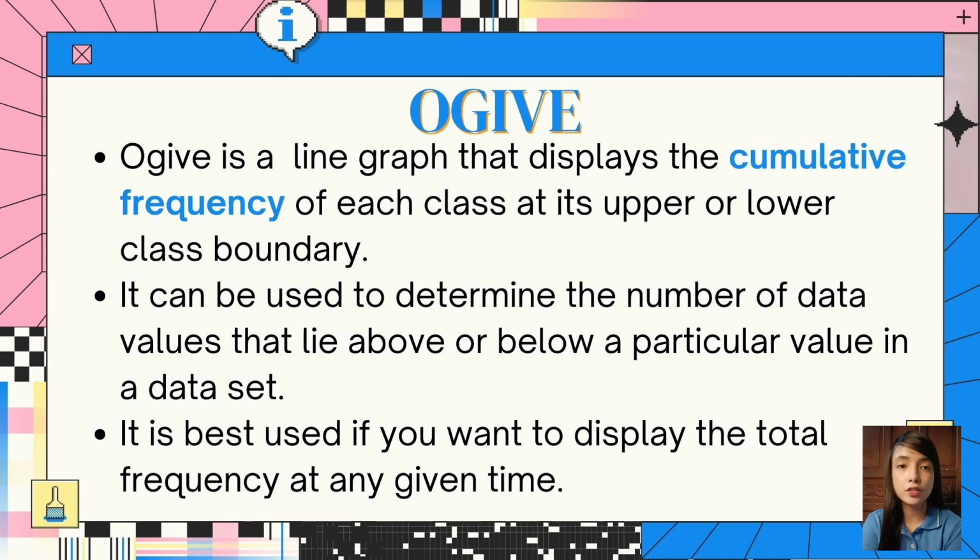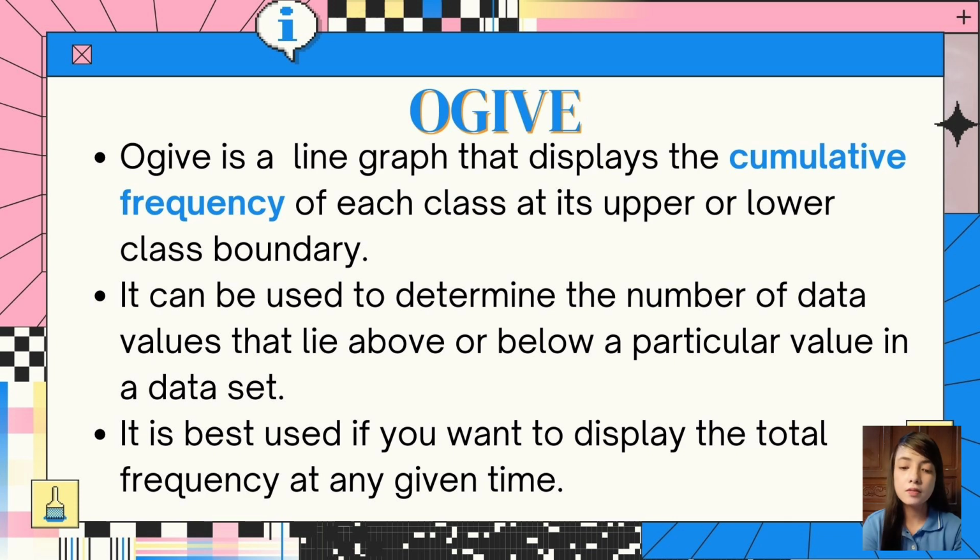So what is OGIVE? OGIVE is a line graph that displays the cumulative frequency of each class at its upper or lower class boundary. So this is a kind of graph or a line graph, and when we say cumulative frequency, it means yung mga previous data ay nakatotal na. So another is, it can be used to determine the number of data values that lie above or below a particular value in a data set.